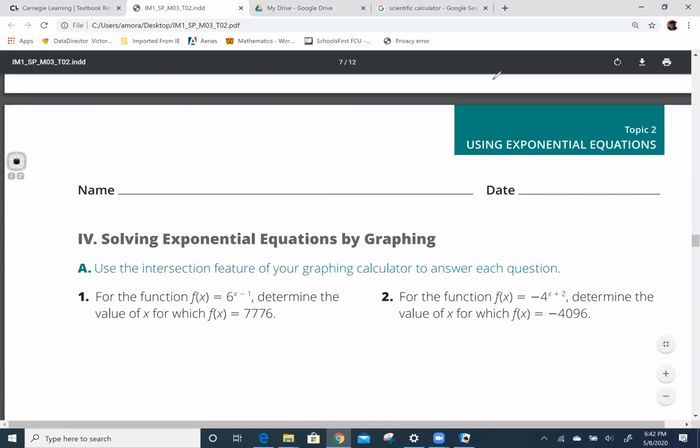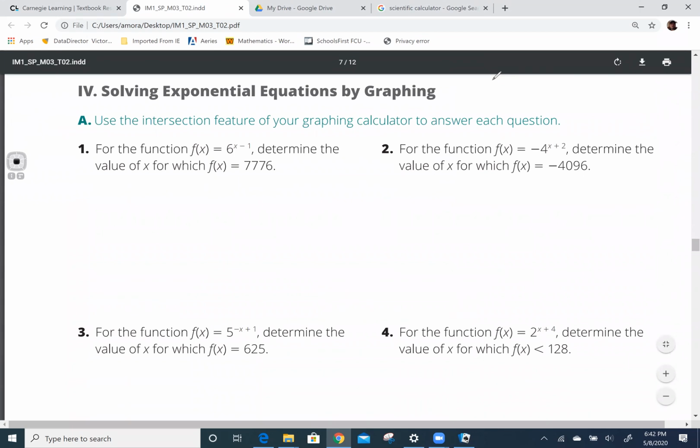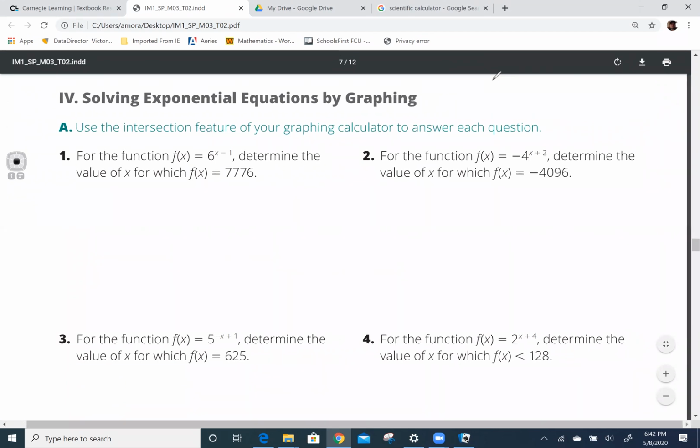Okay, so this one's been giving me a little bit of trouble. Not so much that I can't do it, but it's just the decimals part, the graphing part, that has given me trouble a few times that I've done this video.